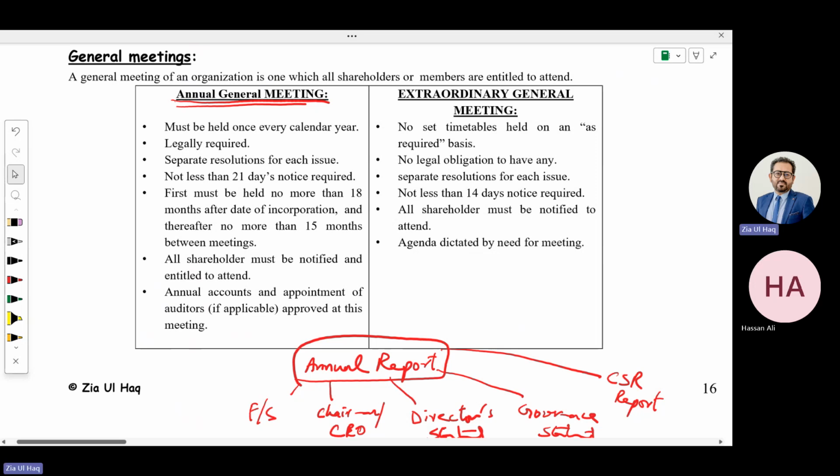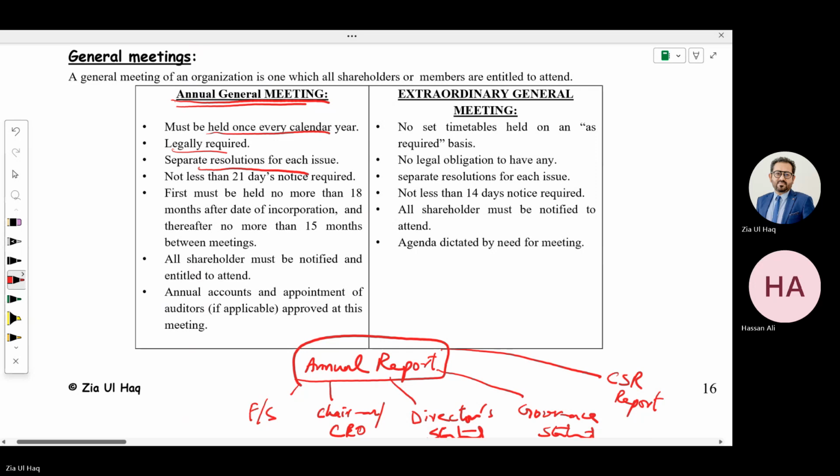AGM is conducted once in a year. EGM could be more than one, could be 5, 6, or could be 0, because they are not mandatory. So AGM must be held once every calendar year, legally required and mandatory, with a separate resolution for each issue. On certain matters you need to approve policies from the shareholders, and approval of a policy by shareholders is called a resolution.